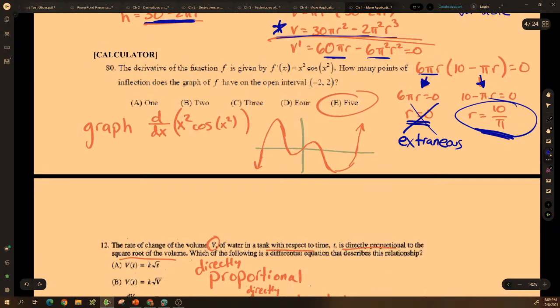All right, next up, the derivative of a function is given by f prime of x equals x squared cosine of x squared. How many points of inflection do we have? So I'm going to go ahead and pop open our graph.